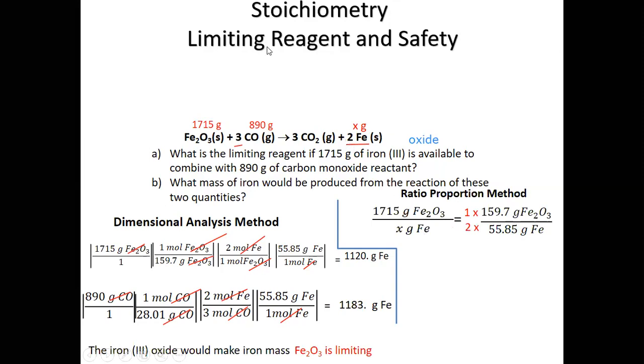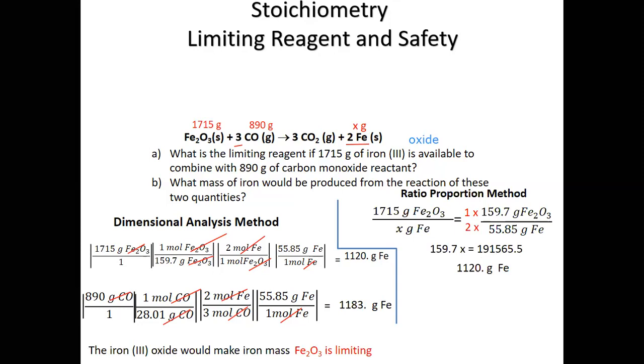Next thing we do is cross multiply. After we cross multiply, x times 1 times 159.7 gives us 159.7x. Then we cross multiply 1715 times 2 times 55.85. We get a new equation. Divide each side by 159.7. We get 1,120 grams of iron, the same as from the other strategy.